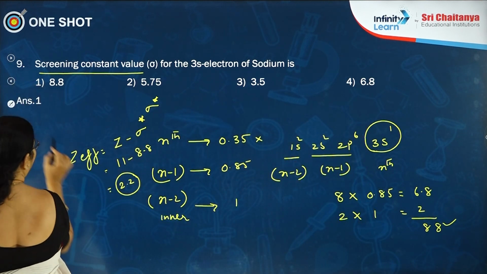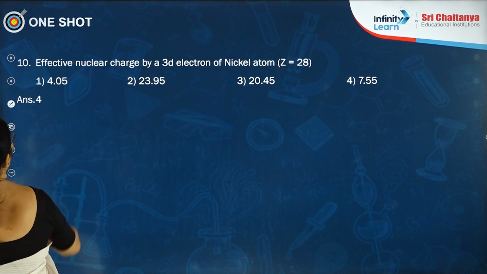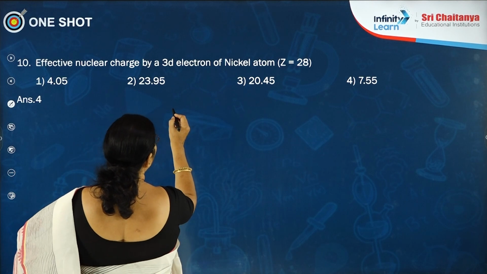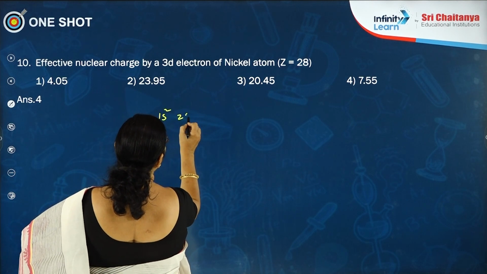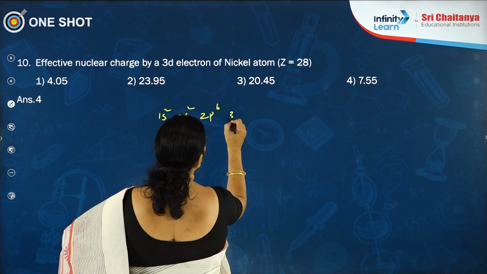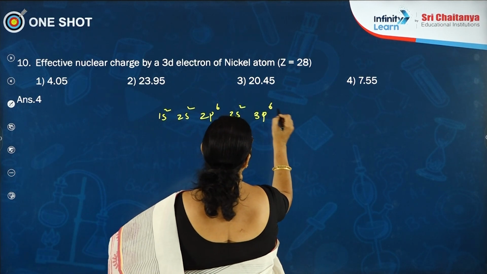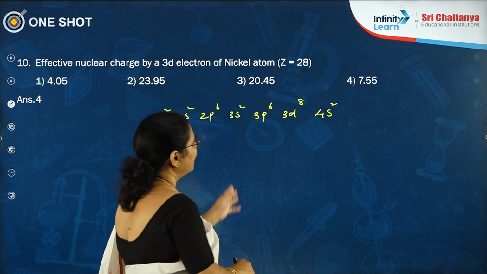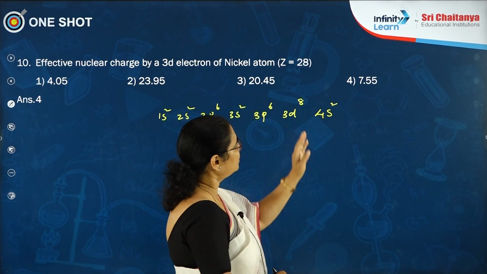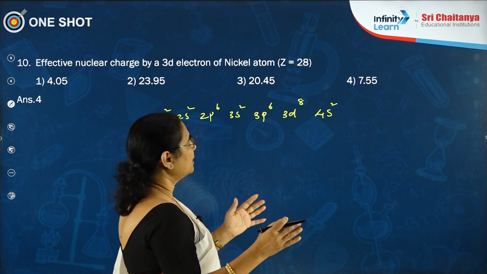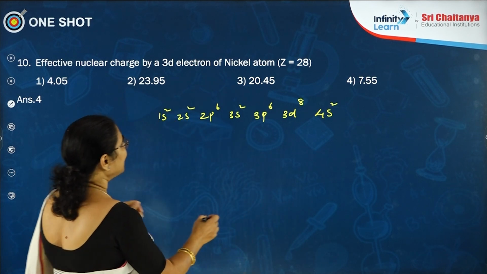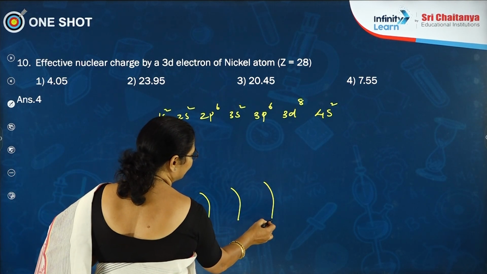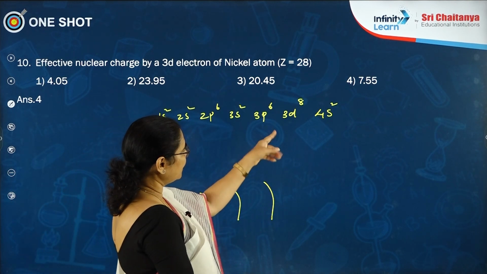Next, if they ask for Z effective, follow this. The effective nuclear charge felt by a 3d electron of a nickel atom. Nickel configuration: 1s2, 2s2, 2p6, 3s2, 3p6, 3d8, 4s2. Here I am violating the rule. Actually, after 4s2, 3d8 comes, but we are taking shells as per the n value: first shell, second shell, third shell, fourth shell. For our convenience, I wrote it like this.